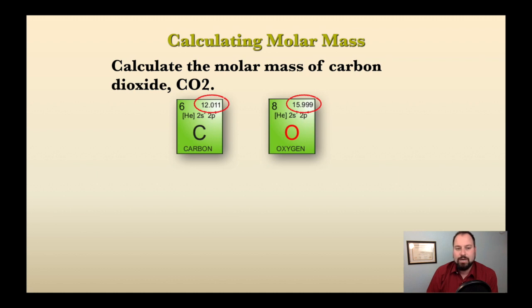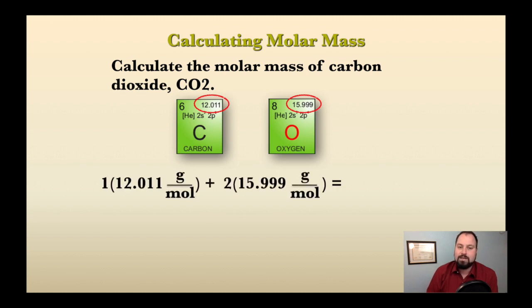And so in this case, we have 1 carbon and 2 oxygens, so we're going to have 1 times 12 and change plus 2 times roughly 16, 15.999, and these are in grams per mole.